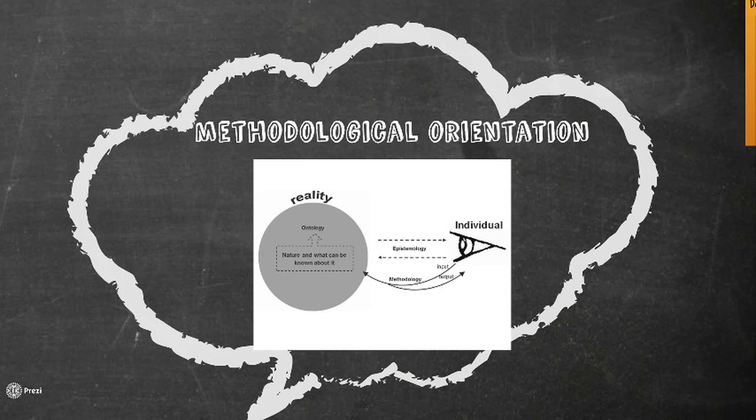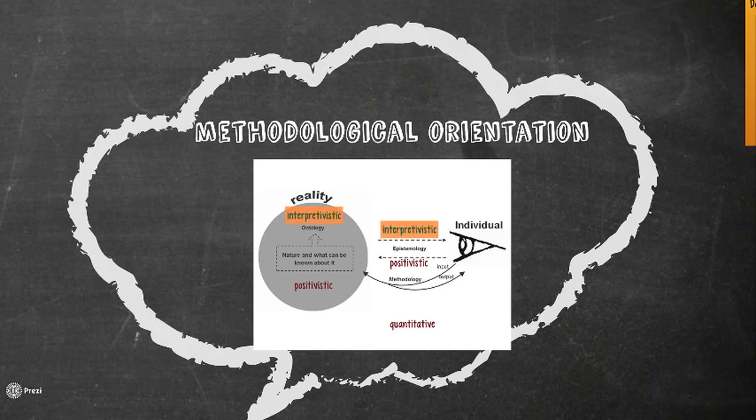But, for example, if your ontological and epistemological stance is positivistic in nature, your research will have a very, very strong quantitative slant. Although you employ both qualitative and quantitative methodologies, your main focus will be on the quantitative because you are positivistic in your ontological and epistemological stance. That would be your methodological orientation.